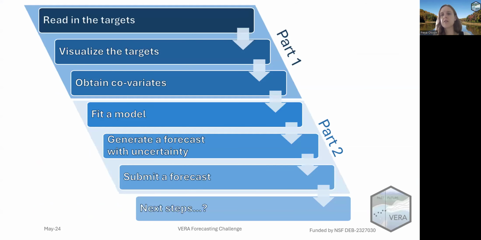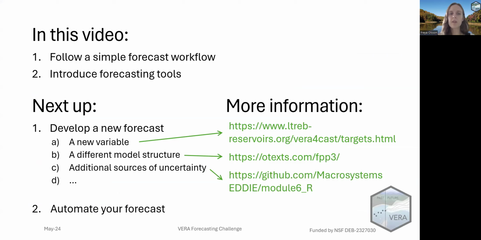So we've gone through all the stages of a simple forecast workflow, and I've introduced you to some of the building blocks to help you develop your own forecasting workflow. Maybe that's how to get the NOAA data, how to get the targets, or the submission steps. What you want to do next is have a go at developing a new forecast. Maybe, as I said, that's for a new variable, using a different model structure, or adding different sources of uncertainty. The next video is going to show how to automate your forecast. So you've got your great new forecasting model and you want to go ahead and automate it. And that's going to be in the next video.